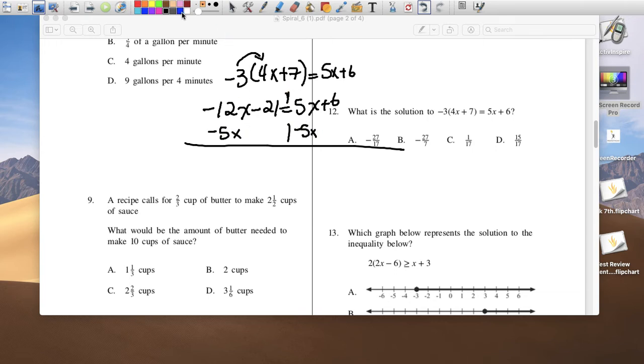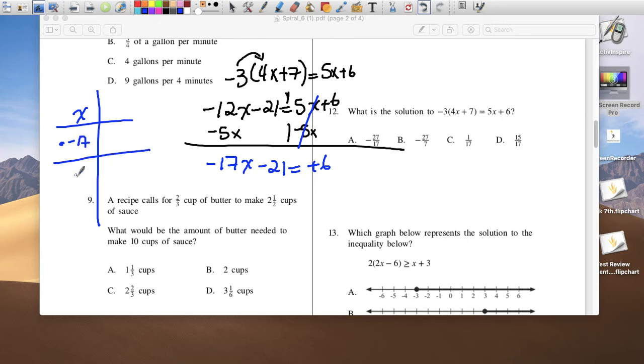Negative 12x minus 5x is negative 17x. Be very careful. Minus 21, and these two cross out, becoming 0, plus 6. So those of you who remember, here's my story. I have a variable x, and it's being multiplied by negative 17. And then I'm subtracting 21. That gives me 6. Going back here, I'm going to do plus 21, divide by negative 17, and we should have our answer.